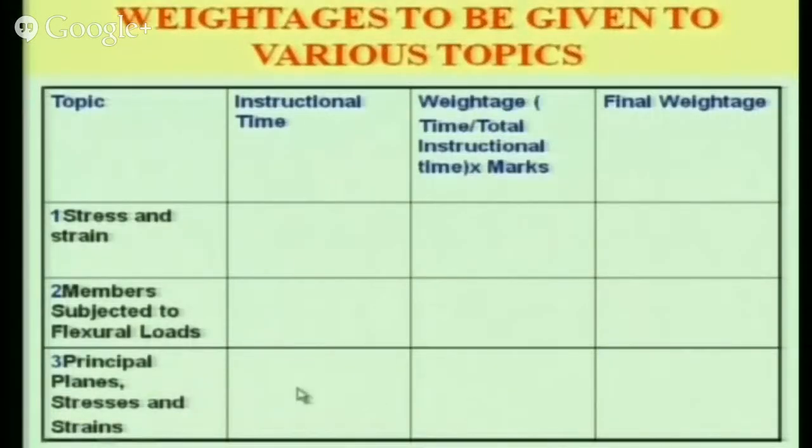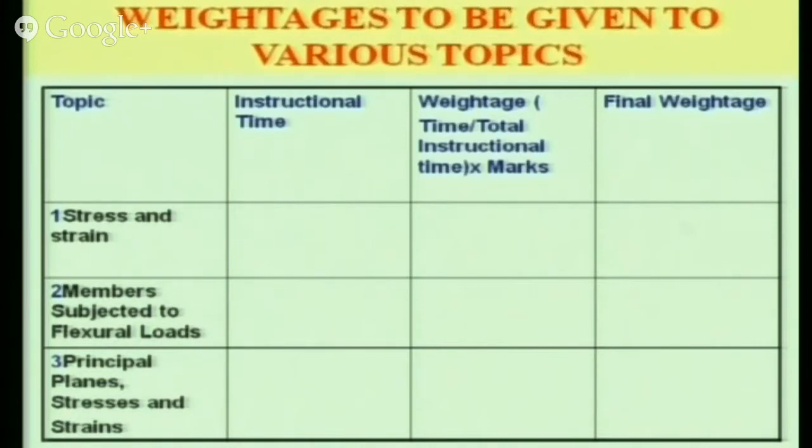And likewise, I said we spent 6 hours in teaching the third topic. So 6 divided by 20 into 60, again 18 marks. So 18 marks for the second topic and 24 marks for the first topic. Out of the 60 marks, this should be the weightage given to each one of the 3 topics.